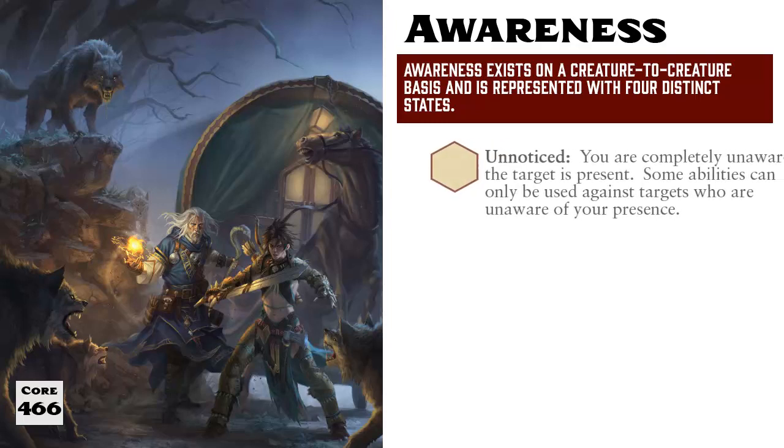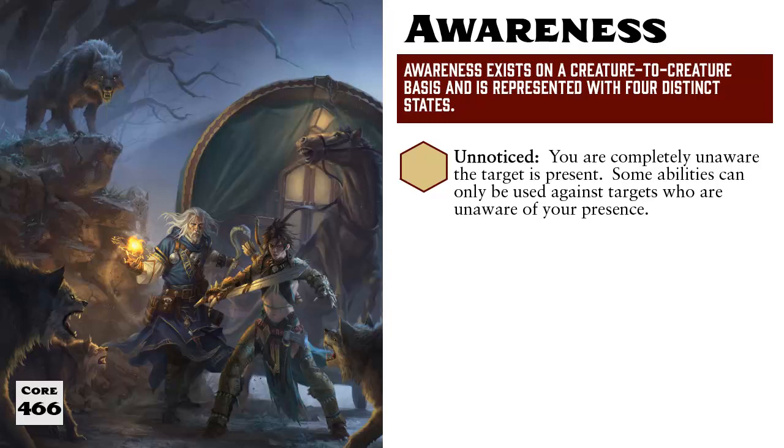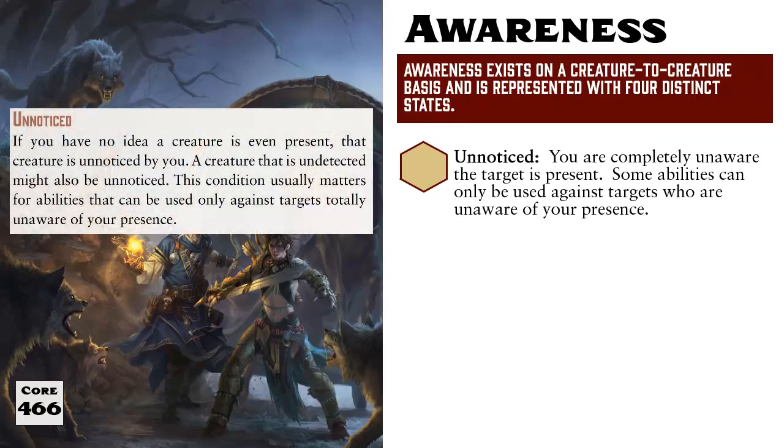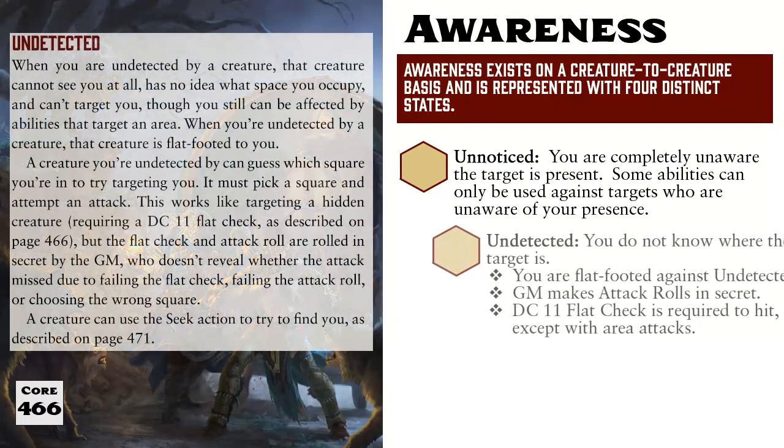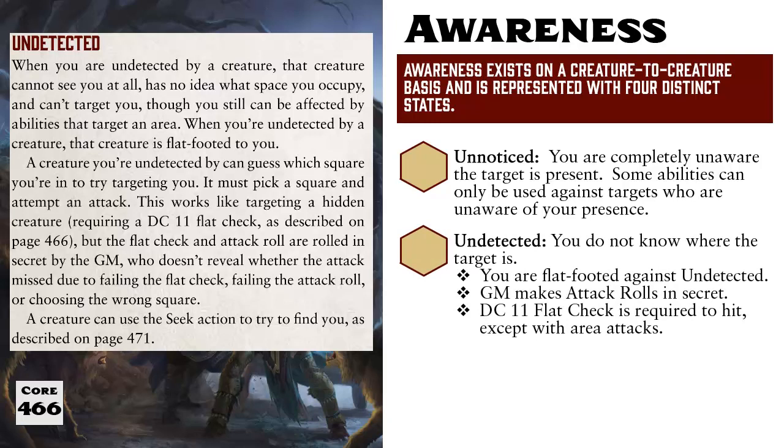When you are completely unaware that a creature or an object is present, then that creature or object is considered to be unnoticed. The unnoticed condition by itself does not limit you, but anytime a creature is unnoticed, it is also undetected. Undetected means you do not know what space a creature or object occupies. This could be because you're not even aware that it is present, and therefore is both unnoticed and undetected. Or you could suspect that the creature is present, but you don't know exactly where they are, in which case that target would only be undetected.